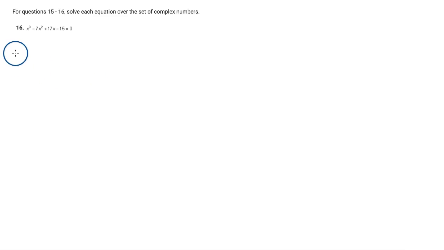In question 16, we need to solve this polynomial equation. To do that, we can first find the possible rational roots using our p and our q, which is 1 if it's not written. So the possible roots that we could have here would be any of the positive or negative factors of 15. So 1, 3, 5, and 15.